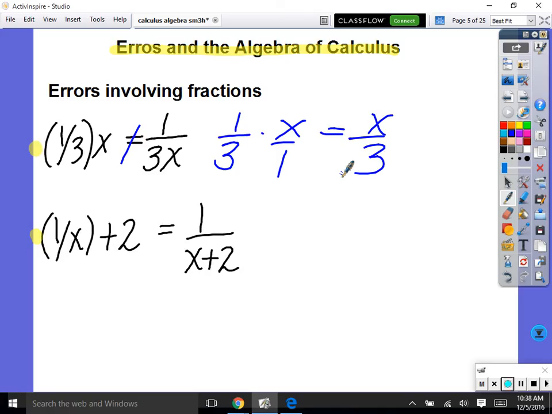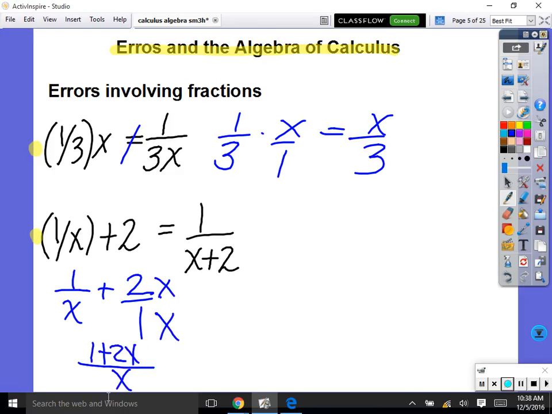Okay, people will say this: 1 over x plus 2 is equal to 1 over x plus 2. Can't do that. We have 1 over x plus 2 over 1. Let's get a common denominator so we actually can combine these. x over x. So we'll have 1 plus 2x on top and on bottom x. So that's not true. Okay, good.